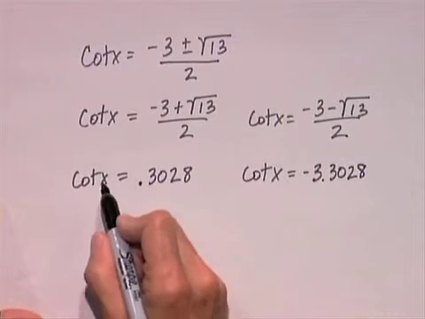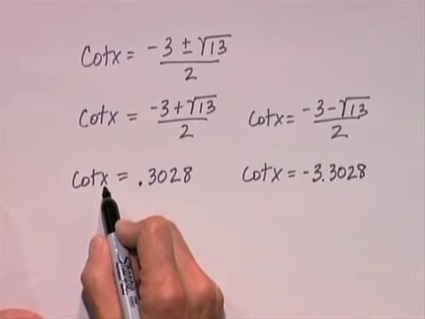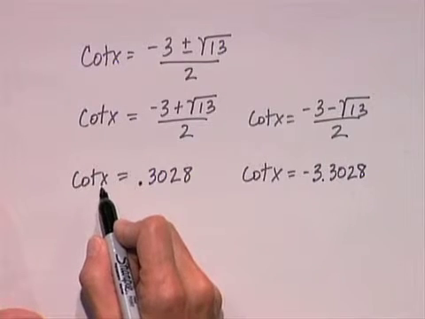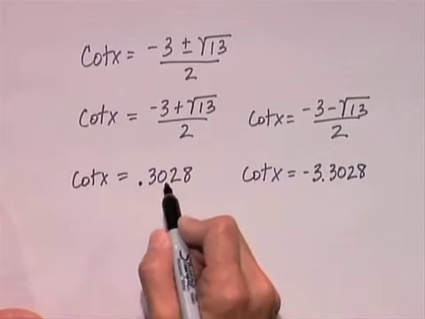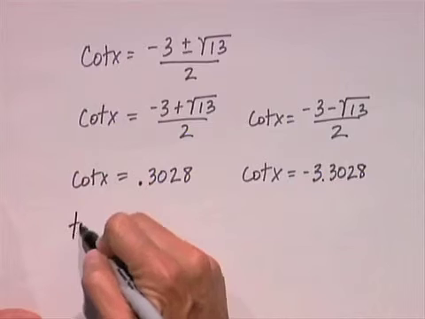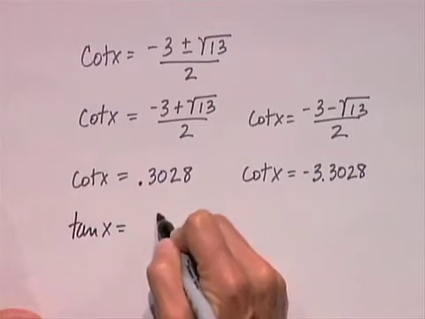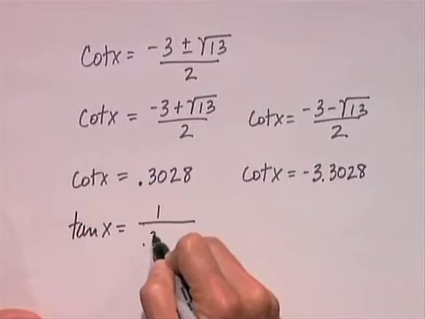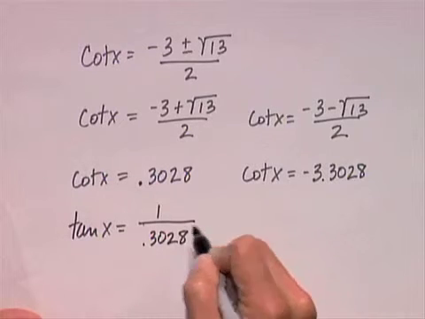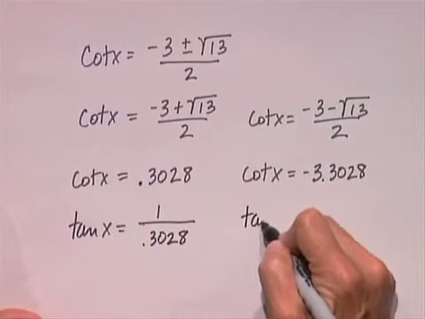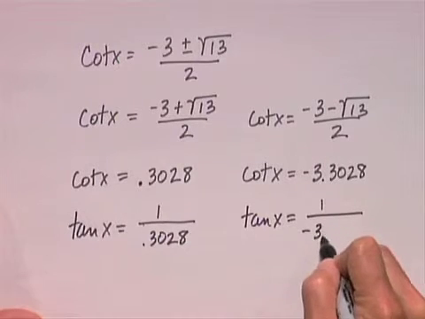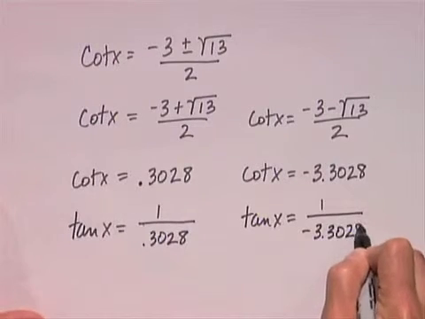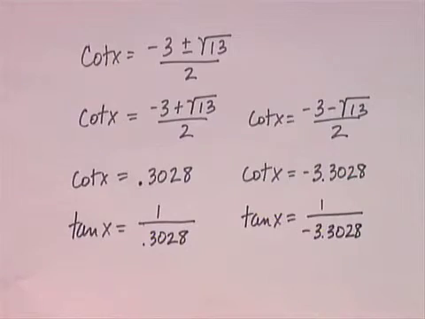And I will use a calculator, but there's no cotangent button on your calculator. But remember that the cotangent and the tangent are reciprocals. So if cotangent x is this value, the tangent of x is going to be 1 over that, 1 over 0.3028. And in a similar way, the tangent of x is going to be 1 over negative 3.3028. At this point, I'm ready to grab my calculator, so I'm going to do that.